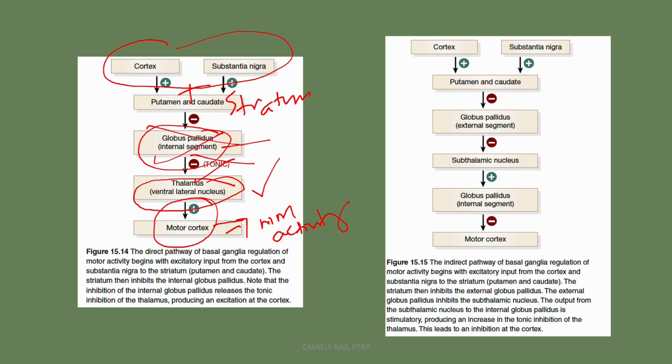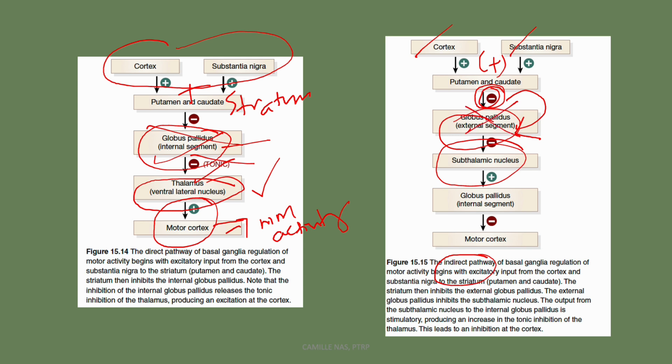Okay? So, now we have the indirect pathway. Pag indirect, nandito na si external globus pallidus plus subthalamic nucleus. No? So, this pathway, again, will start with your cortex and substantia nigra. Excitatory input pa rin yan to the striatum. It will therefore inhibit your external globus pallidus. Anong action ni globus pallidus external? Is to inhibit subthalamic nucleus.